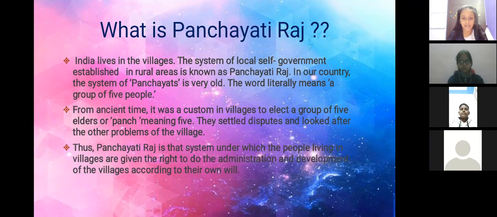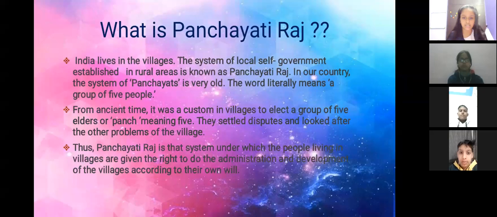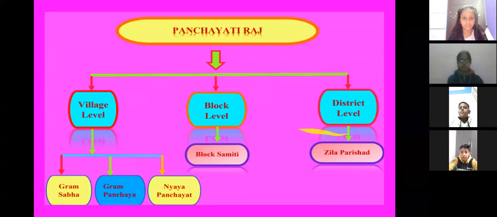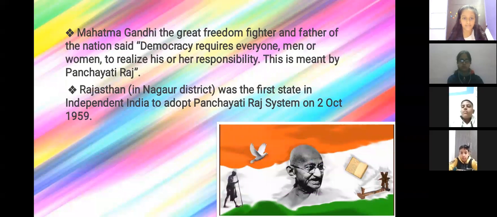Thus, Panchayati Raj is that system under which the people living in the villages are given the right to do the administration and development of the villages according to their own will. This is the three-tier system of Panchayati Raj. Mahatma Gandhi, the great freedom fighter and father of the nation, said, "Democracy requires everyone, men or women, to realize his or her responsibility." This is meant by Panchayati Raj. Rajasthan in Nagaur district was the first state in independent India to adopt Panchayati Raj system on 2nd October 1959.